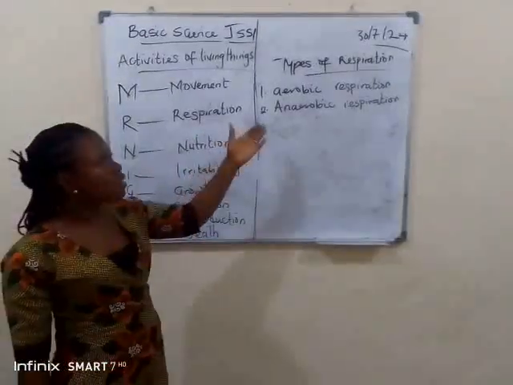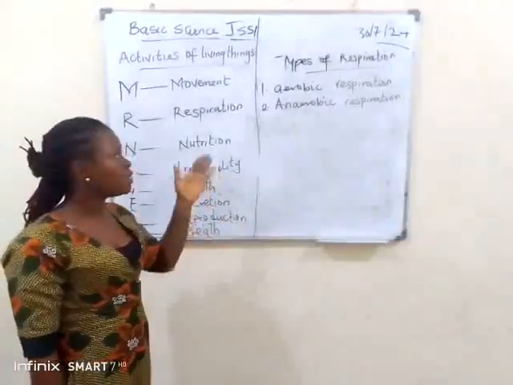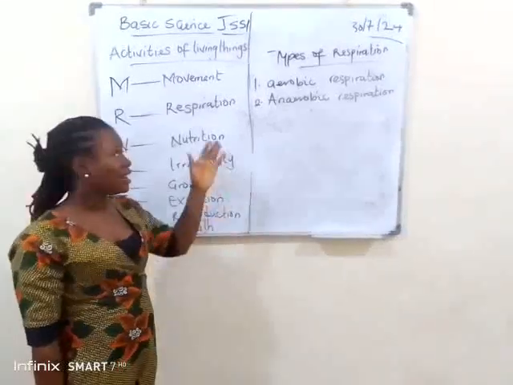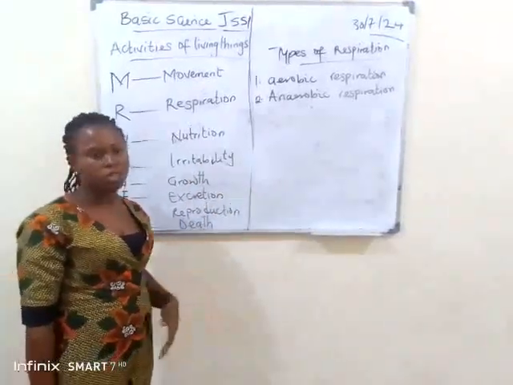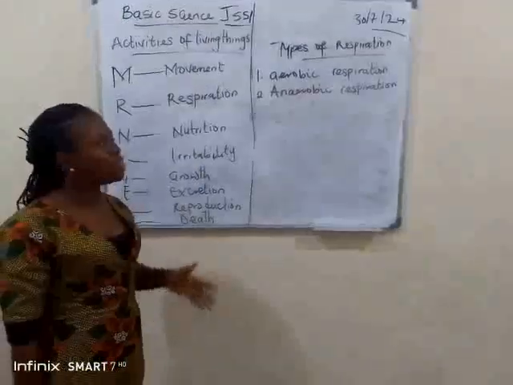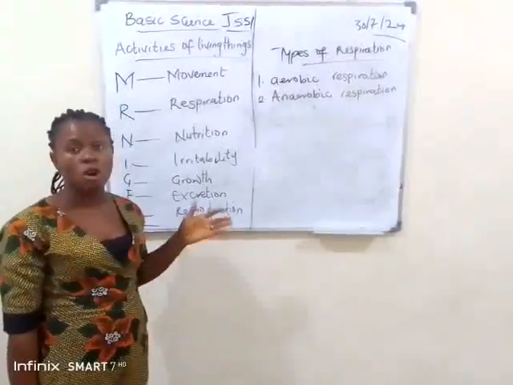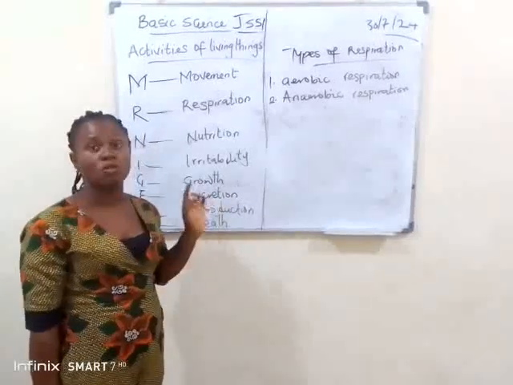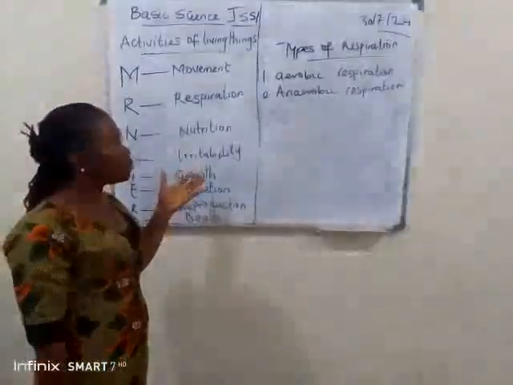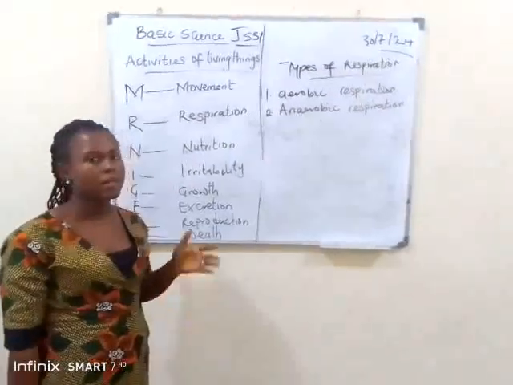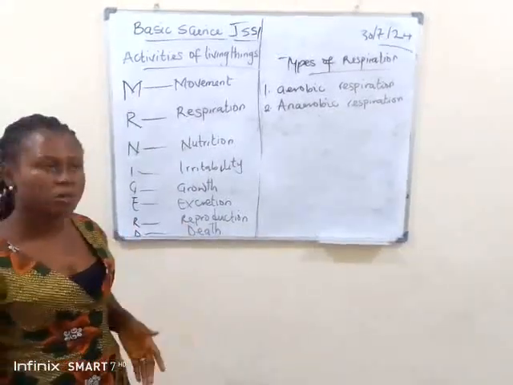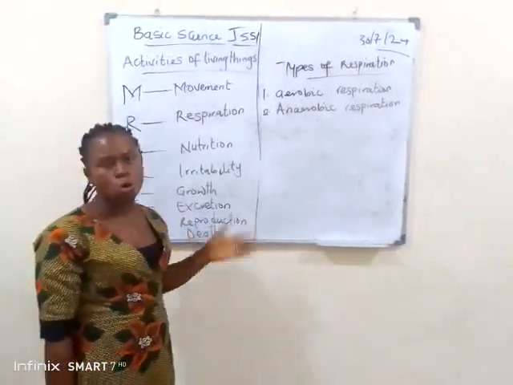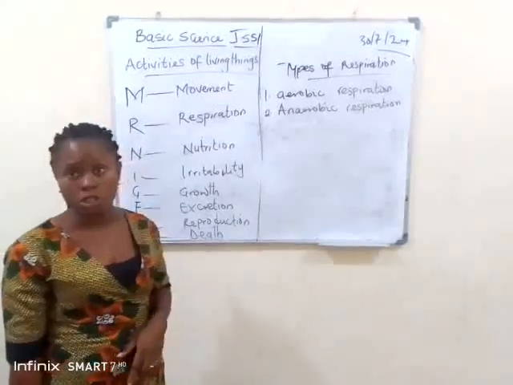Two types of respiration. We have the aerobic respiration and the anaerobic respiration. Aerobic respiration here takes place in the presence of oxygen. While anaerobic respiration takes place in the absence of oxygen. It's a process also known as fermentation.